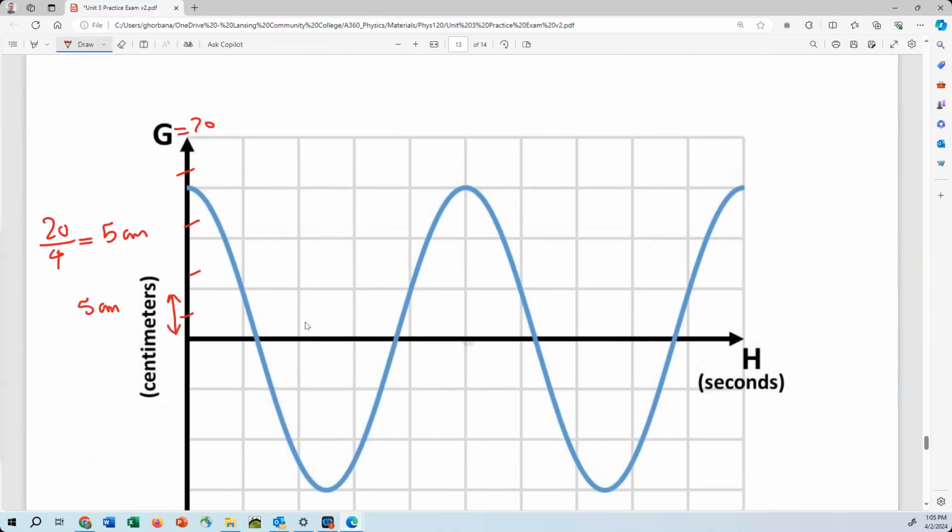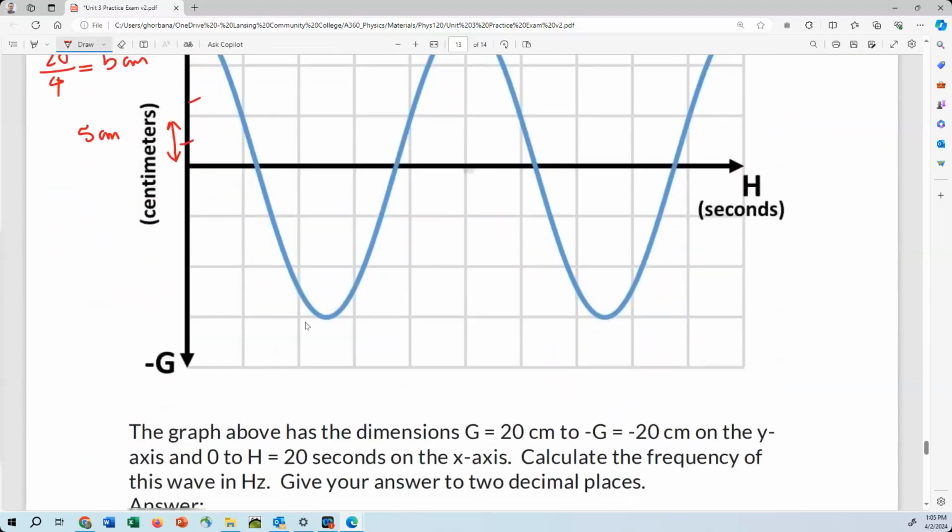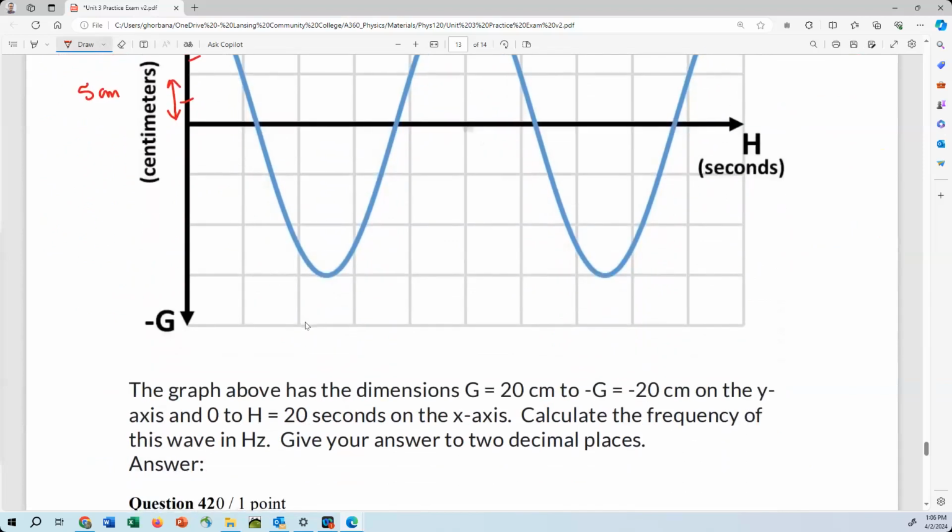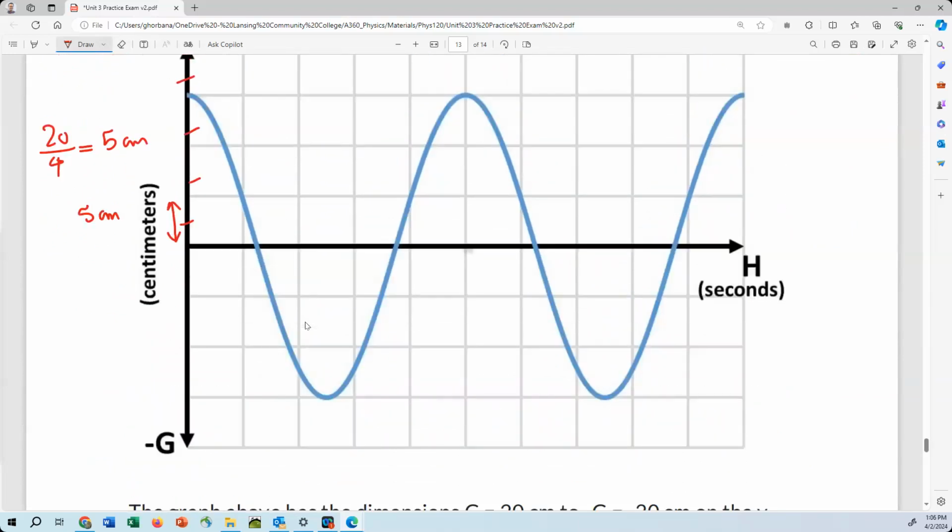So what was the H? H is 20 seconds. I think it's 10 units: 1, 2, 3, 4, 5, 6, 7, 8, 9, 10. 20 divided by 10 is going to be 2 seconds. So each one of these represents 2 seconds.